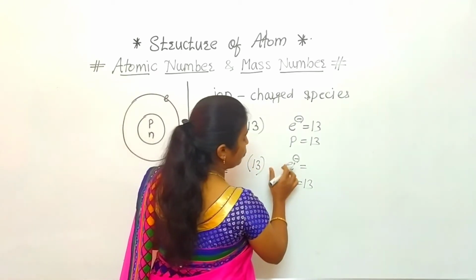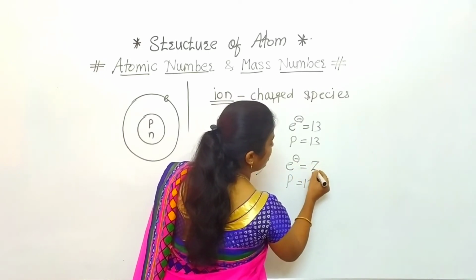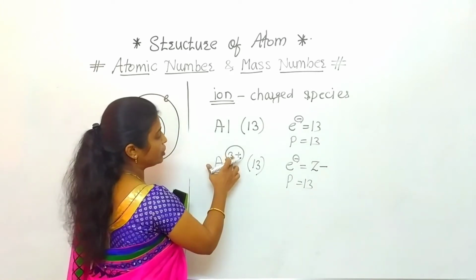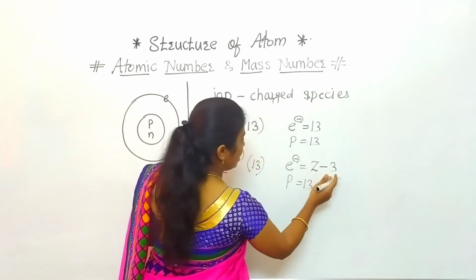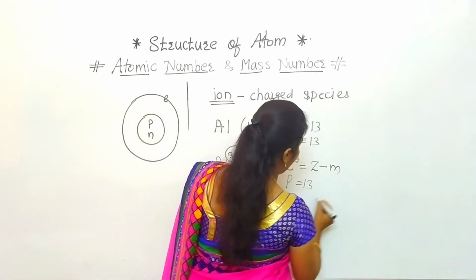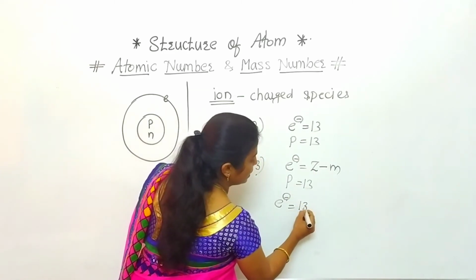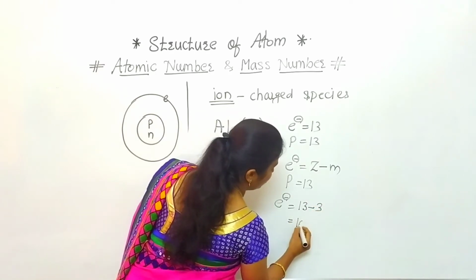So the number of electrons we can find out by taking that formula: electron number is equal to Z, the atomic number, minus the positive charge. So we have to subtract. How much? 3 is there, so instead of M we are writing 3. So Z, this is the formula as we have written. For that one we can say electron is equal to atomic number 13 minus how much charge? 3 is the charge, so it is equal to 10.